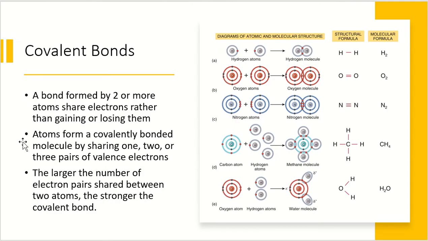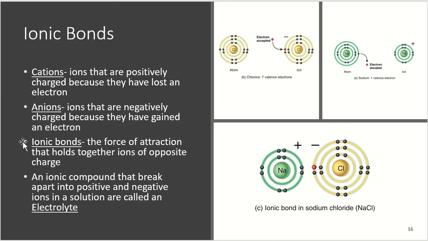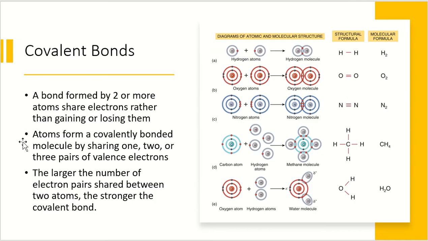So that's our first type of bond, our ionic bonds. All right. This is not a super strong bond. On the other hand, then we have our covalent bonds. All right. So our covalent bonds, this is going to be a bond that's formed by 2 or more atoms that are sharing electrons rather than gaining or losing them.